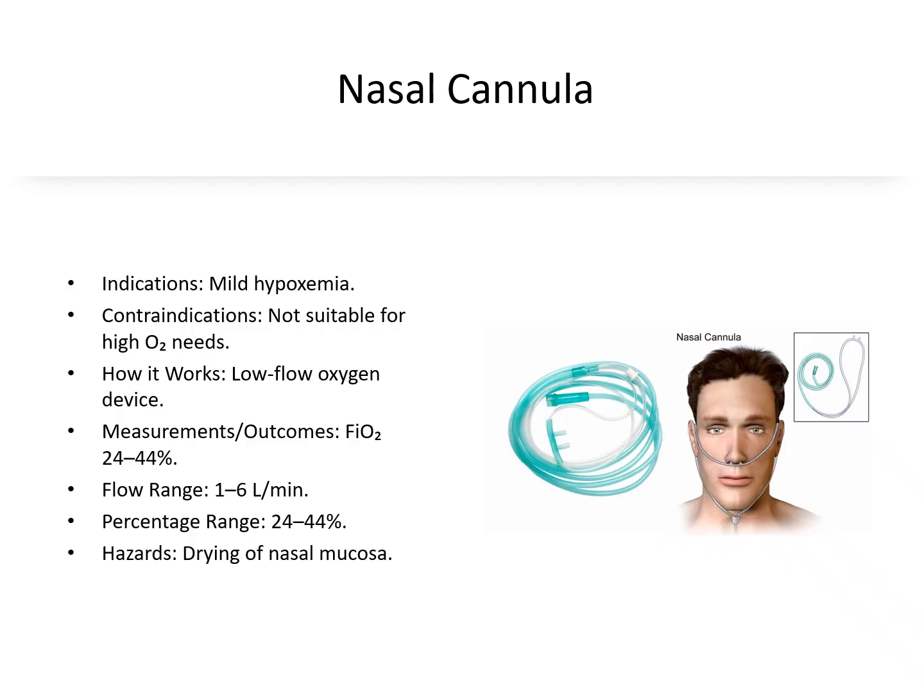A nasal cannula is used for patients with mild hypoxemia. It's not appropriate for patients who need high levels of oxygen. It works by delivering low-flow oxygen directly into the nose. Measurements include FiO2 between 24 and 44%. Flow range is 1 to 6 liters per minute. The percentage increases about 4% per liter. A hazard is nasal dryness or irritation.